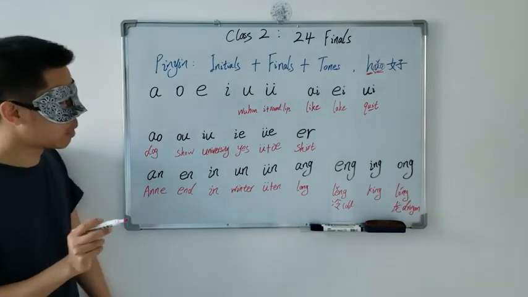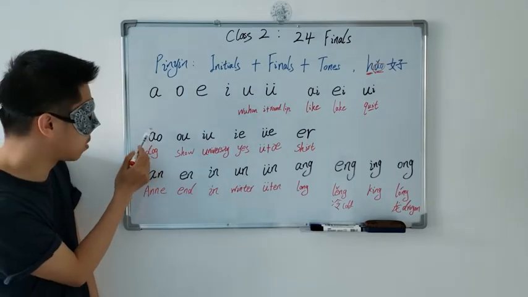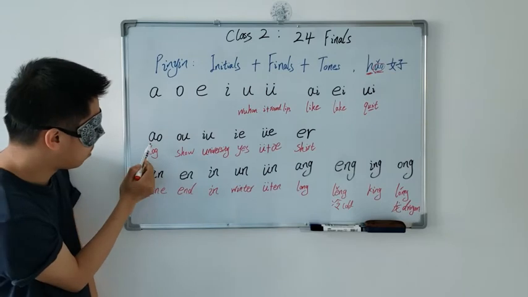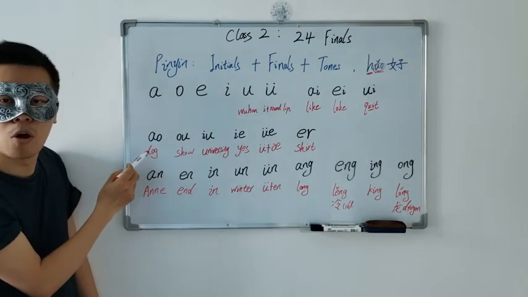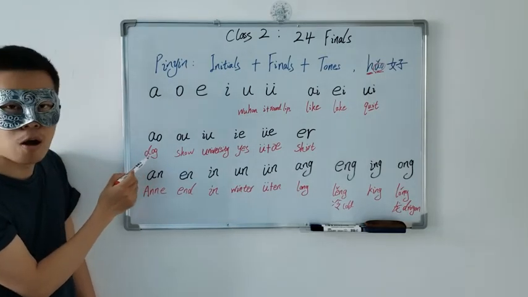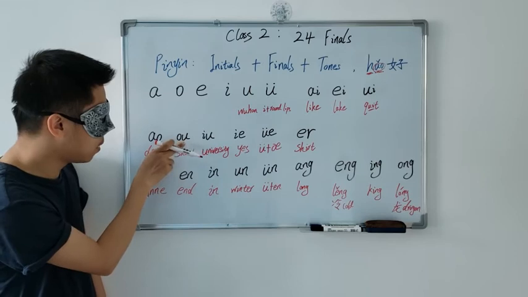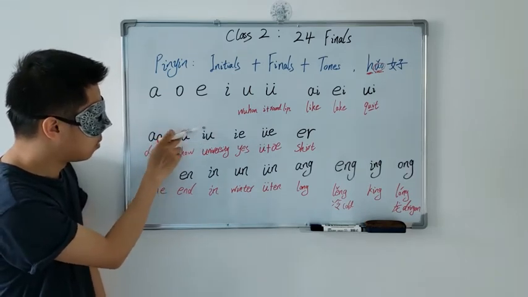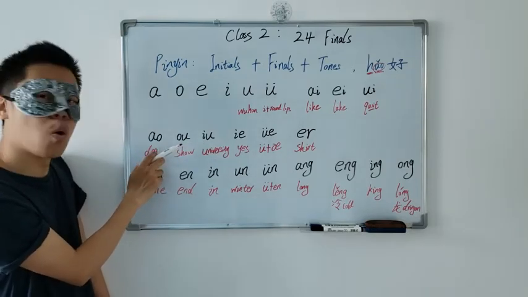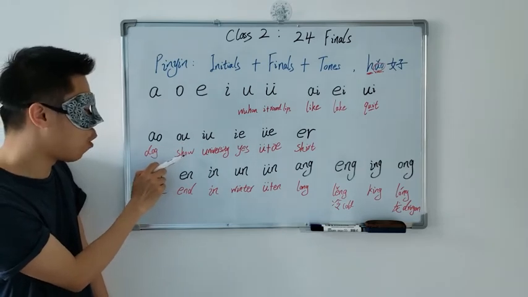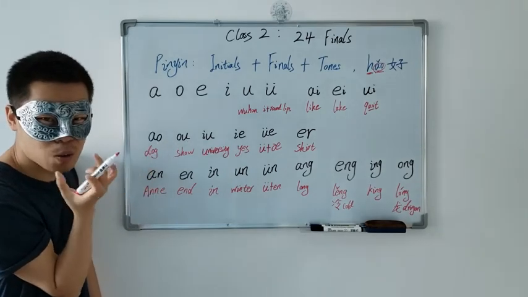Okay. Let's learn the next one. This fixed combined final is pronounced like dog, dog. Okay. Then the next one, this fixed final is pronounced like o, like o from show. Yeah, just like the English letter O, the same pronunciation.